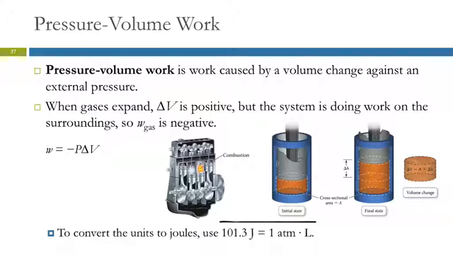So here is a useful conversion factor. You don't need to memorize that one either, but you need to know that it exists so that you can go look for it, because it's not super obvious. Joule is a unit of energy. That makes sense. Atmospheres times liters is also a unit of energy. So 1 atmosphere liter is equal to 101.3 joules.